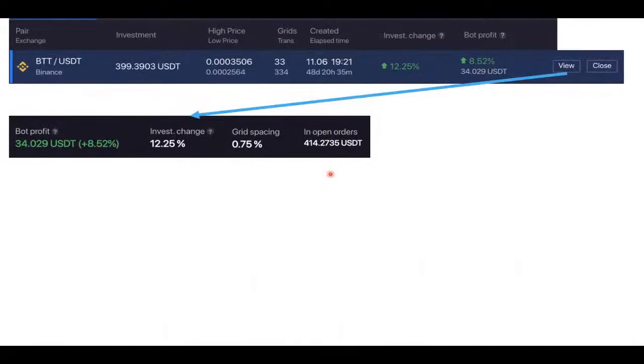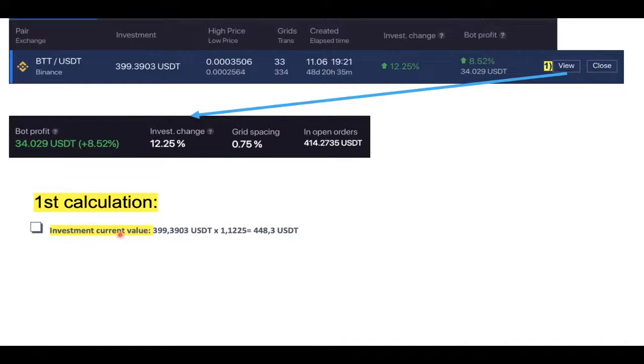So to fully grasp the logic of what the investment change stands for, take this example: BitTorrent trading to USDT with a total investment of 400 USDT, and you see that the investment change is up by 12%. Simply, if you multiply your allocated investment, which stands for your initial investment, by the investment change, you will get your current investment value.